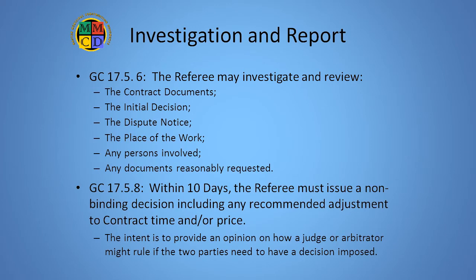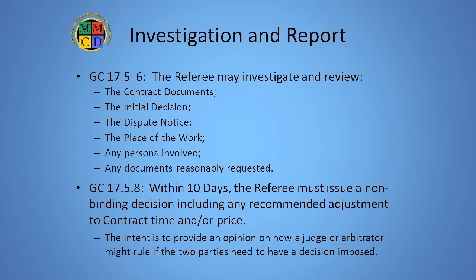GC 17.5.6 gives the referee full discretion on how to proceed and sets out the types of things which might be done. These include reviewing all documents, interviewing all relevant persons, and viewing the site.